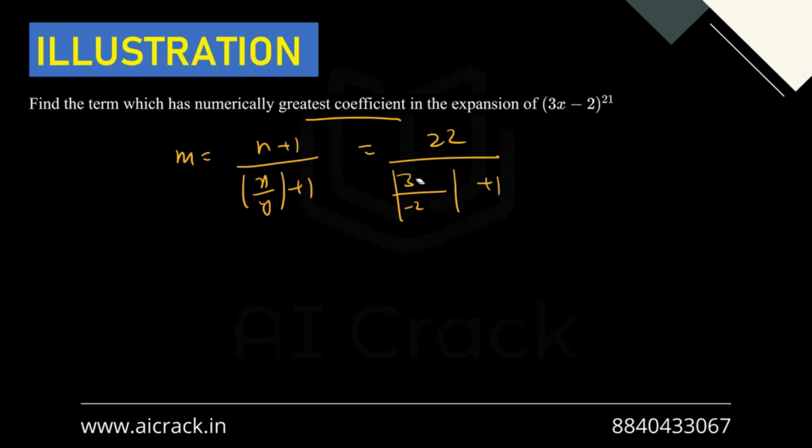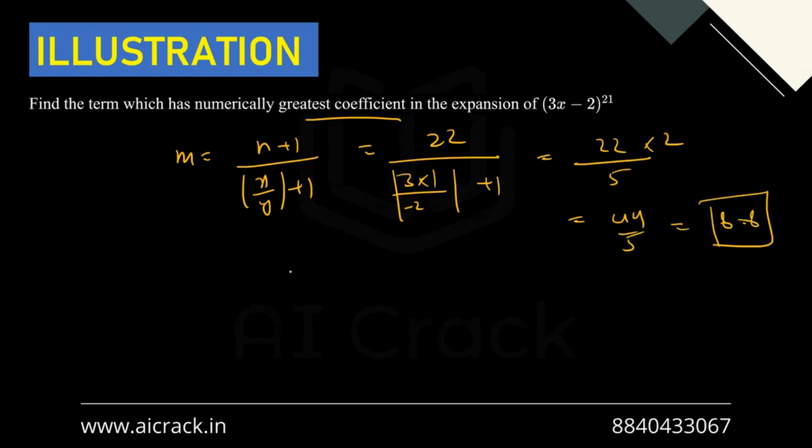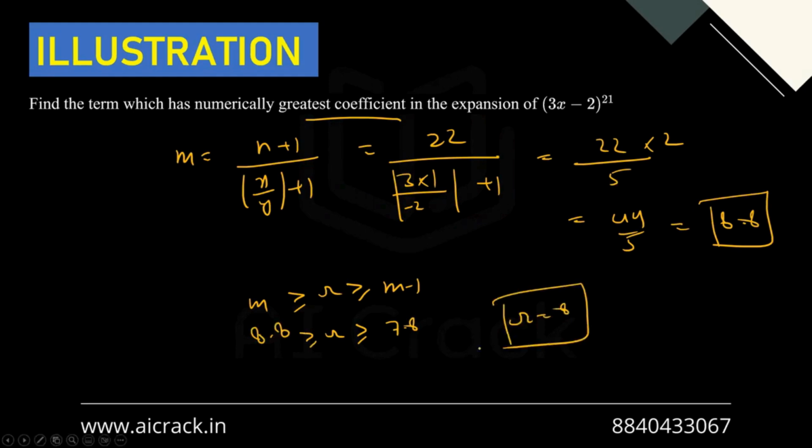So over here we have to find out the numerically greatest coefficient. So that means x is nothing but 1, right? So 3 multiplied by 1. So this would become 22 divided by (3 by 2 plus 1). That would be 5 into 2 over here. So 44 by 5, basically 8.8. Now our condition was r is greater than or equal to m minus 1 and less than or equal to m. So basically r is greater than or equal to 7.8 and less than or equal to 8.8. So basically r is 8 only, right?